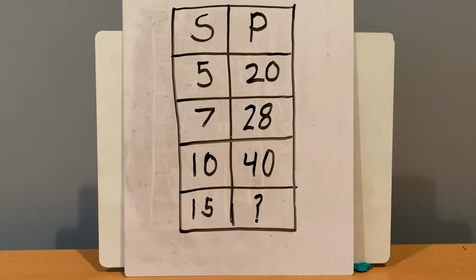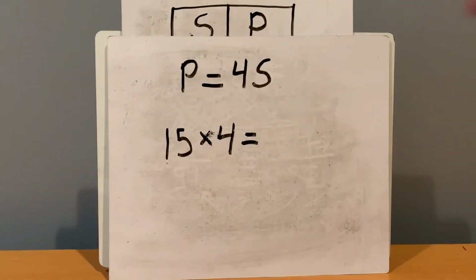Nathan created a function, which is defined as a pairing of one unknown, in this case, the length of a side, with exactly one other unknown, in this case, the perimeter. We say that the perimeter of a square is a function of the length of each side of the square. The rule of the function is to multiply the length of the side by 4. To find the perimeter, the rule can be expressed in this formula: P equals 4S.